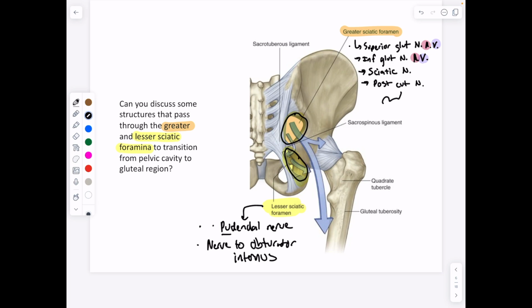And then nerve to the obturator internus for lesser sciatic foramen. And so you can follow these arrows to see that these ones in fact do still go through the greater sciatic foramen as well. All right, and then of course we have the sacrotuberous ligament, which is responsible for creating our lesser sciatic foramen, and then our sacrospinous ligament, which is making our greater sciatic foramen.